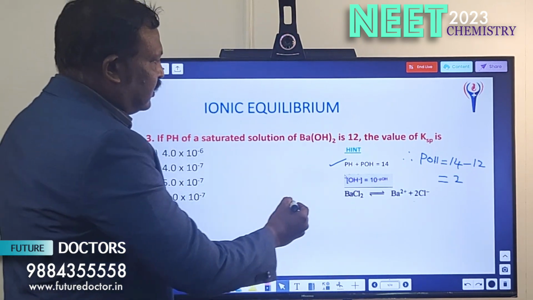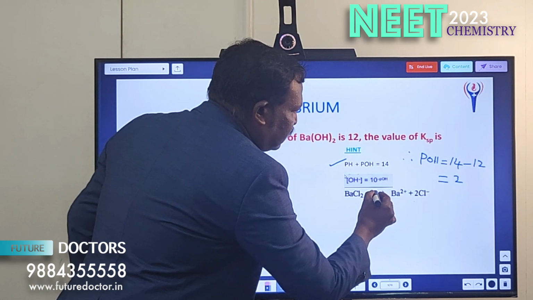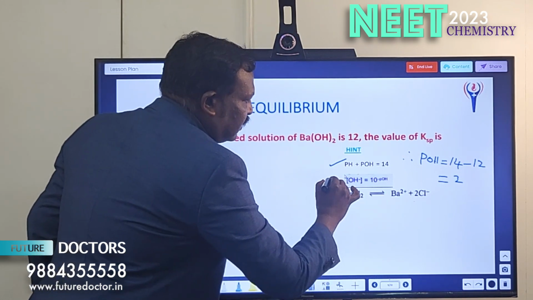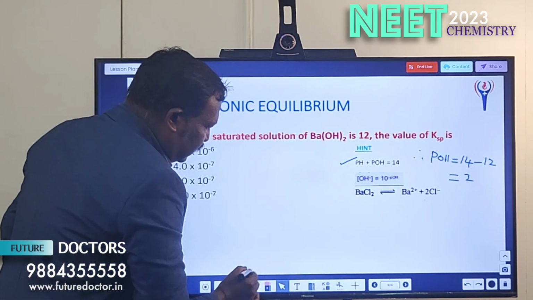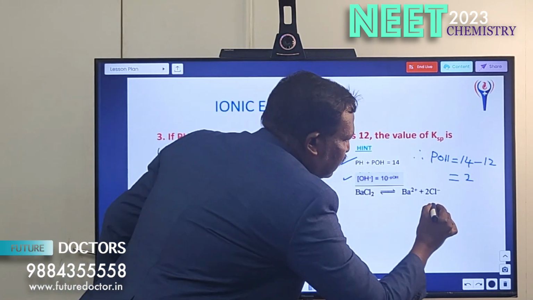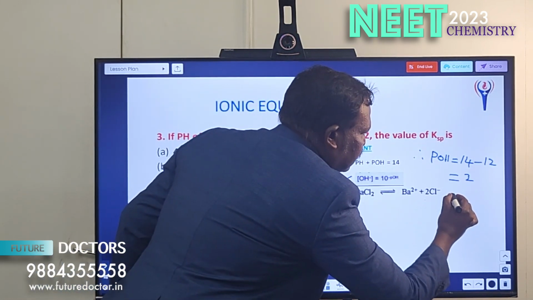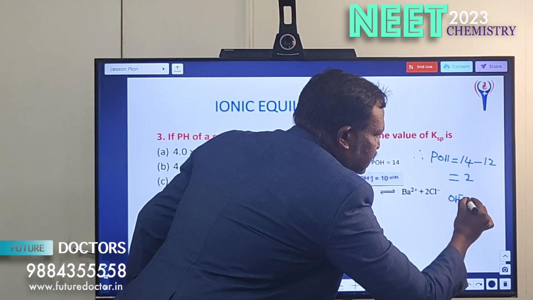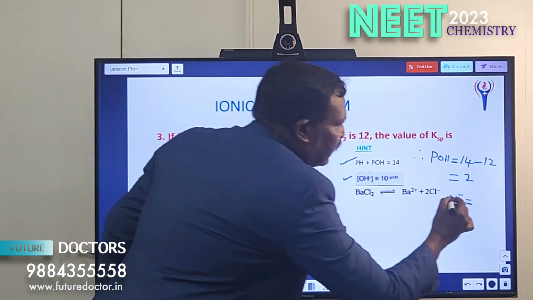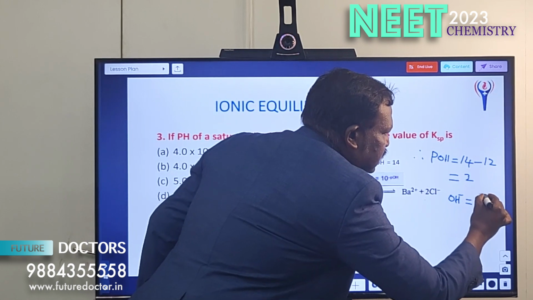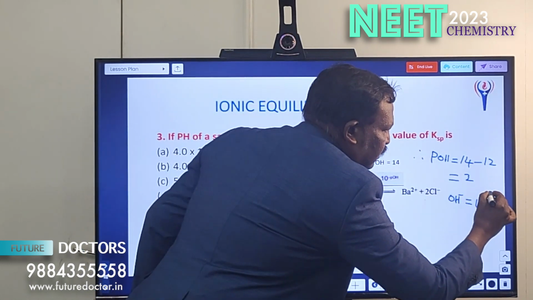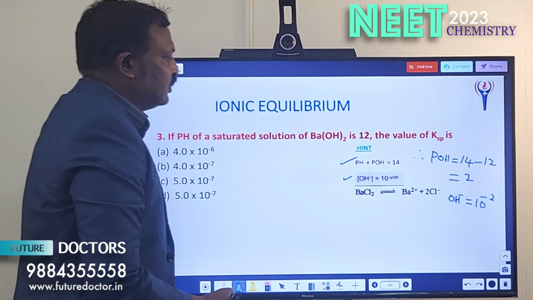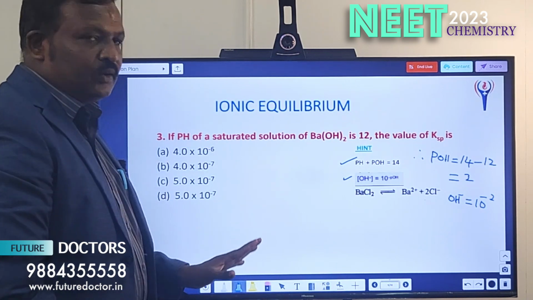Using this formula, OH minus ion concentration is equal to 10 power minus pOH. Now pOH is 2. Understood? Okay. Now this part is understood.